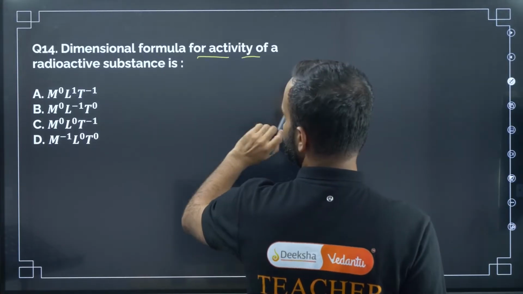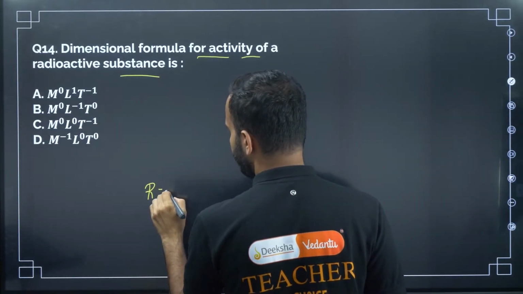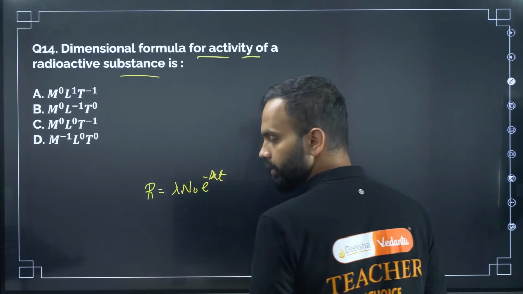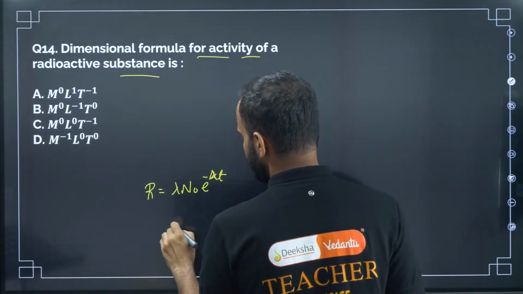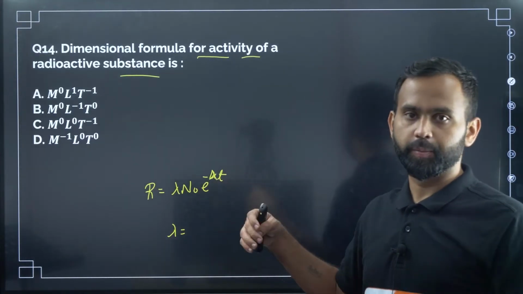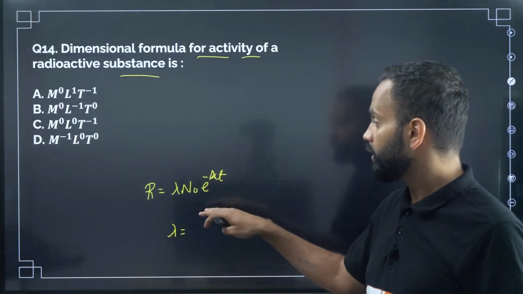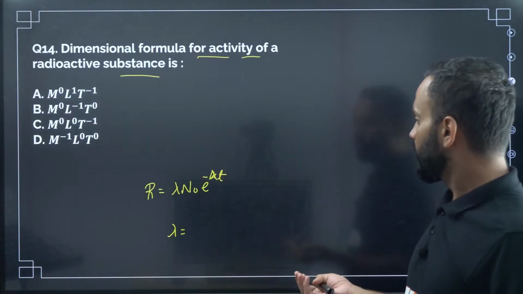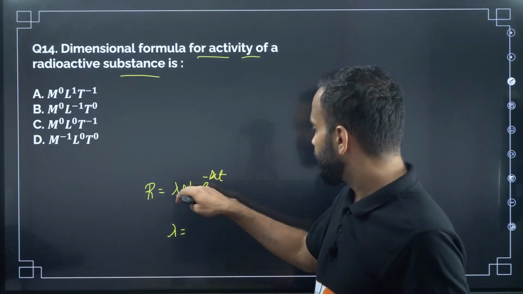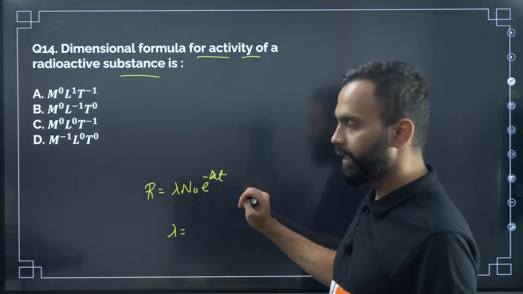The dimension formula for activity of a radioactive substance. The direct question, right? So what is activity? Activity R equal to lambda N naught e to the power minus lambda t, right? N naught is the initial number of nuclei or atoms present in the given radioactive substance, and lambda is the decay constant.